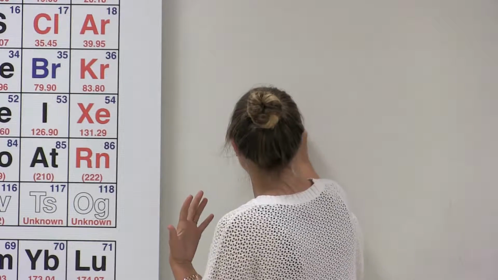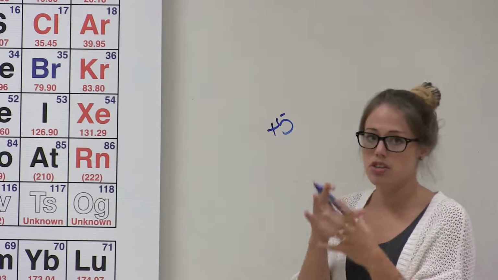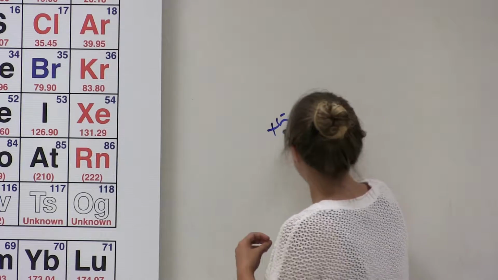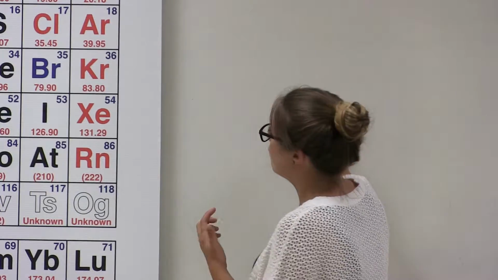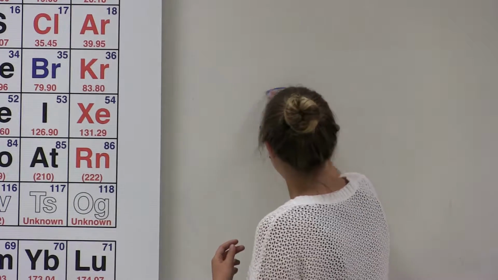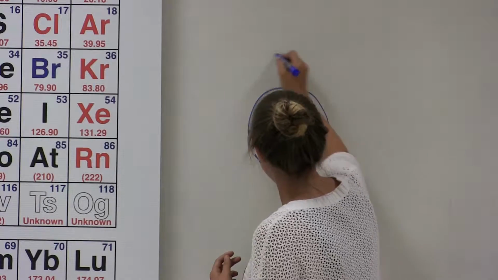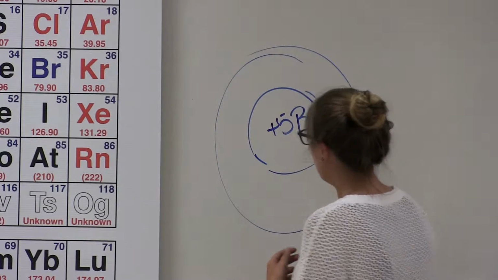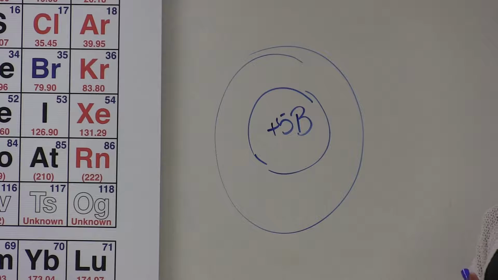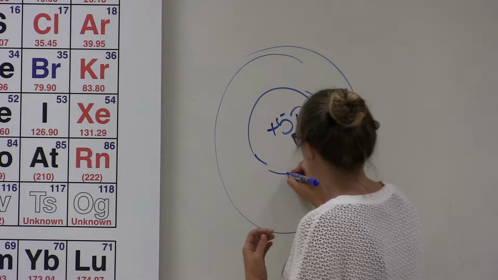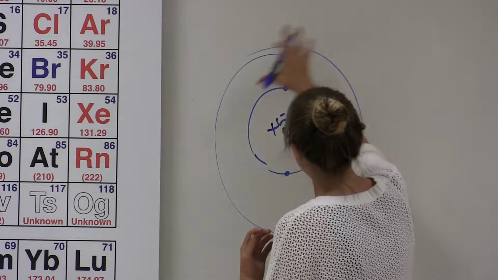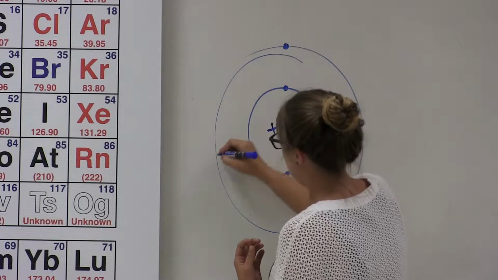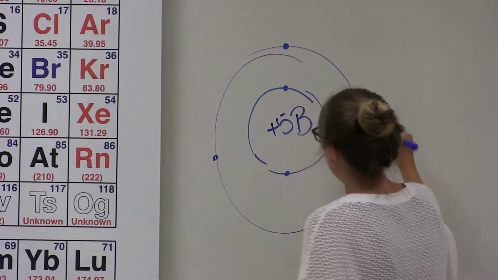So boron's center is going to have a +5 charge, with all those protons in there. We're going to have 2 energy levels, n equals 1 and n equals 2. We have a total of 5 electrons. In the first energy level, we're going to have 2 electrons, and then floating around on the outside, we're going to have 3 to give us a total of 5.